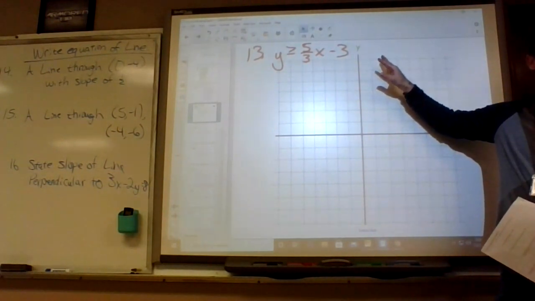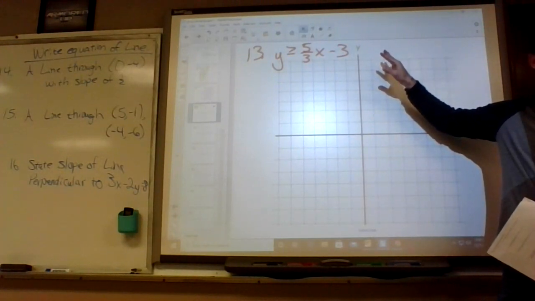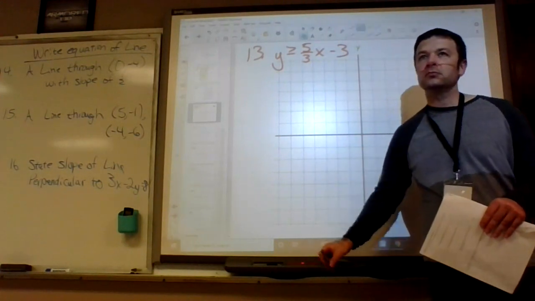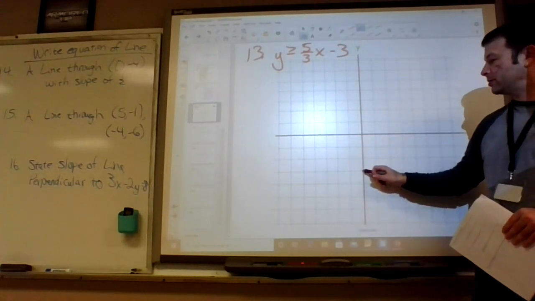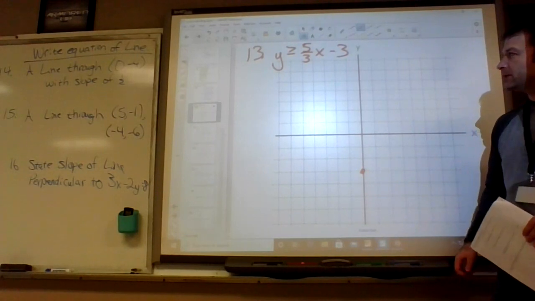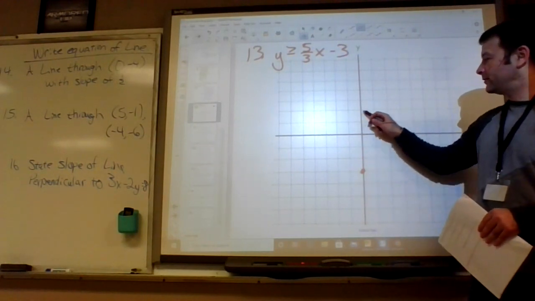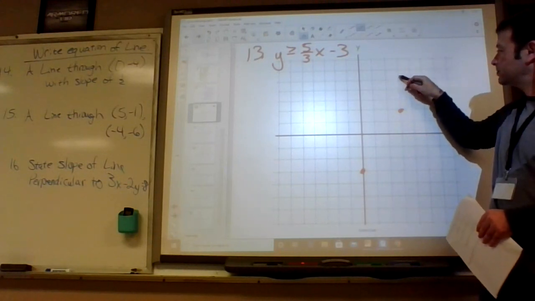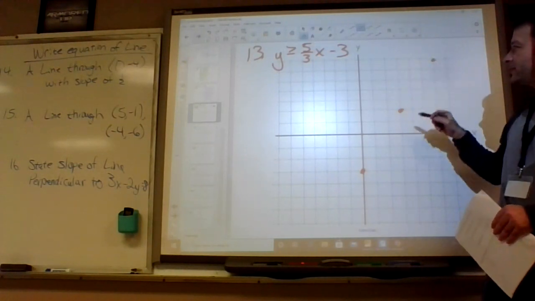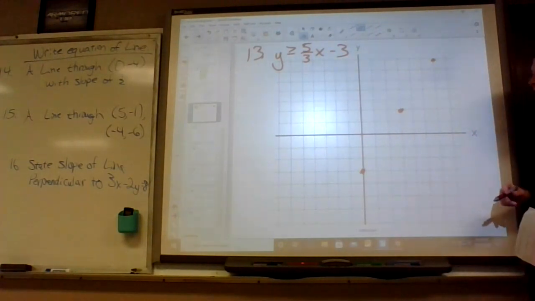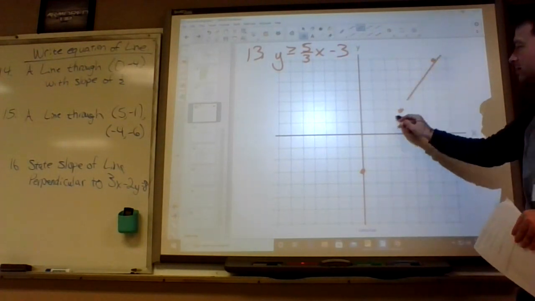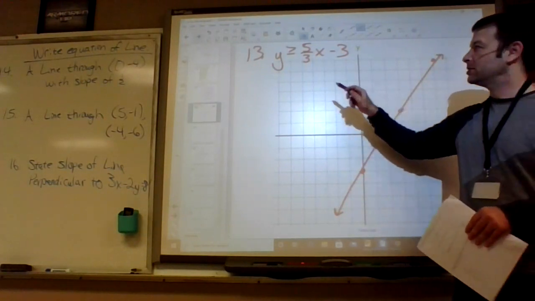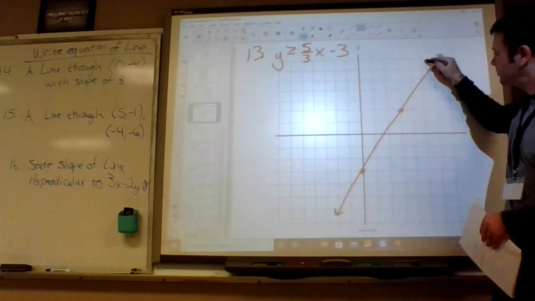Leo, where do I start this graph? -3. Down 3. Where do I go? Up 5 over 3. Should the line be solid or dashed? Solid. What side of the line should be shaded? Go up, above. Y is greater than. Above.